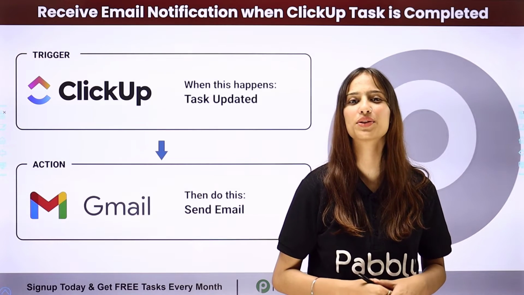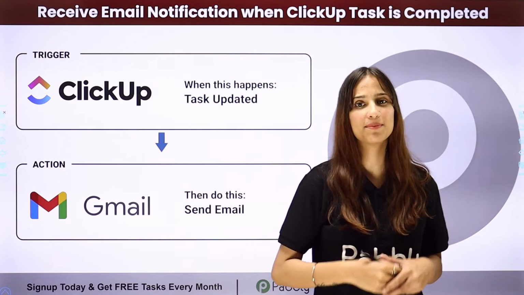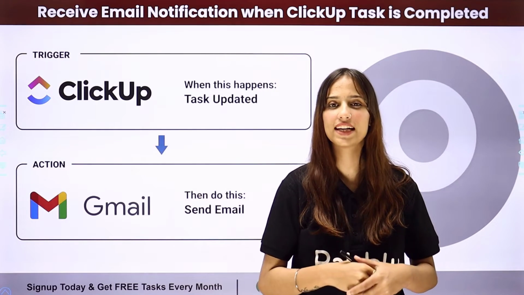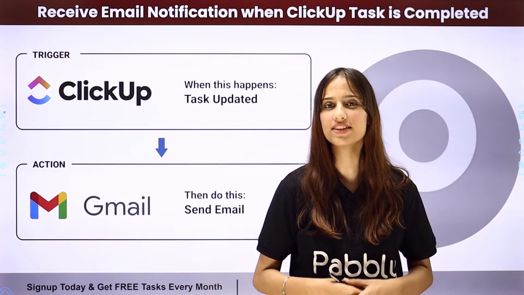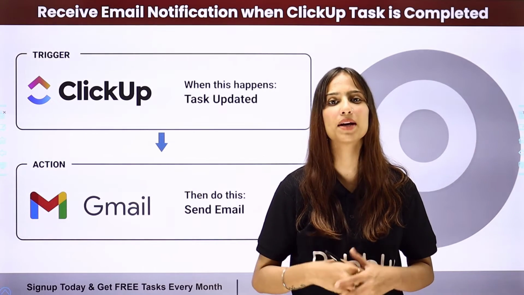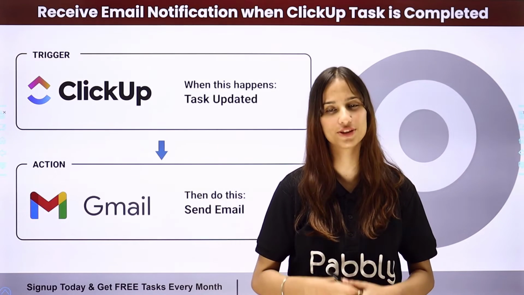So in today's video we are going to understand how to receive email notification when ClickUp task is completed. So in ClickUp I have created some tasks and assigned those tasks to my employees. Here my objective is that whenever the task status will be updated to completed, then I want to receive an email notification for the task.